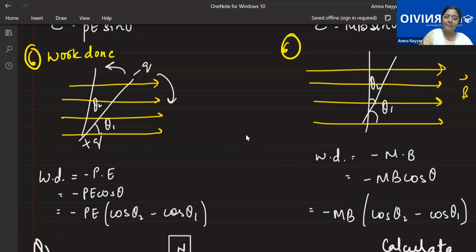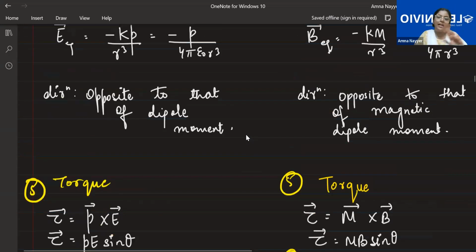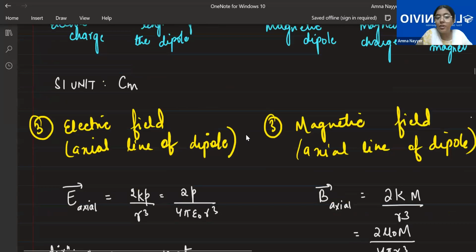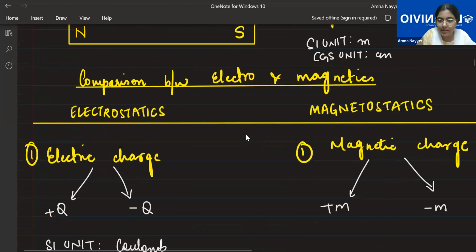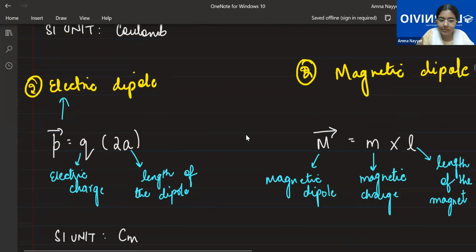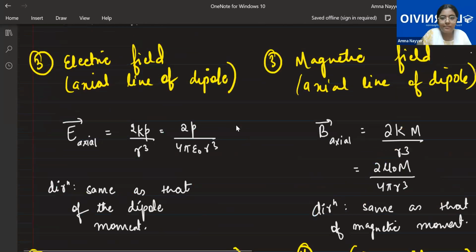Got this formula? Yes, ma'am. Remember the left hand side one, the right hand side you will be able to remember. And I hope you have made it in the tabular form yesterday. Yes, ma'am. Please continue from here.